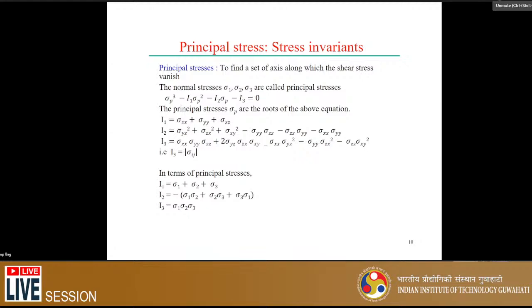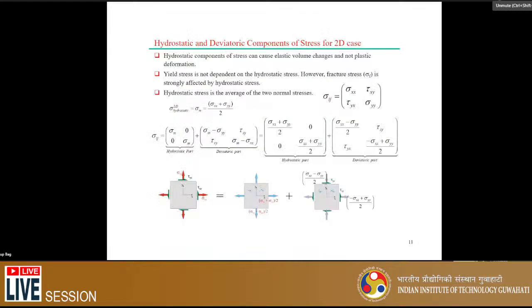Now, once you find the principal stresses sigma 1, sigma 2, sigma 3, the stress invariants can also be represented in terms of these principal stress components. For example, in this case I1, I2 and I3 can be represented in the form of the principal stress components sigma 1, sigma 2, sigma 3. Actually, this stress invariant is very significant and important for calculating different quantities. That is a way we can explain the different kinds of stress states.